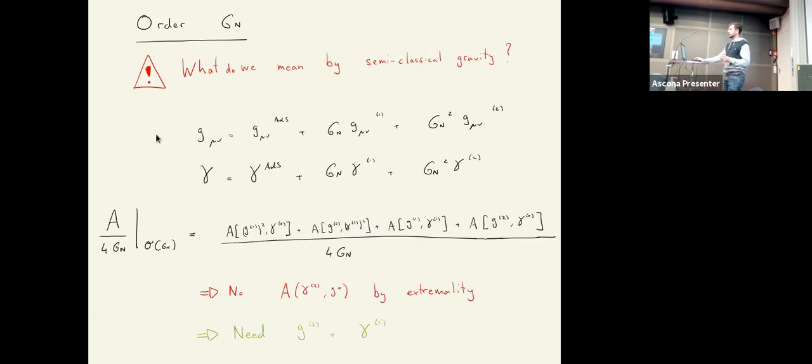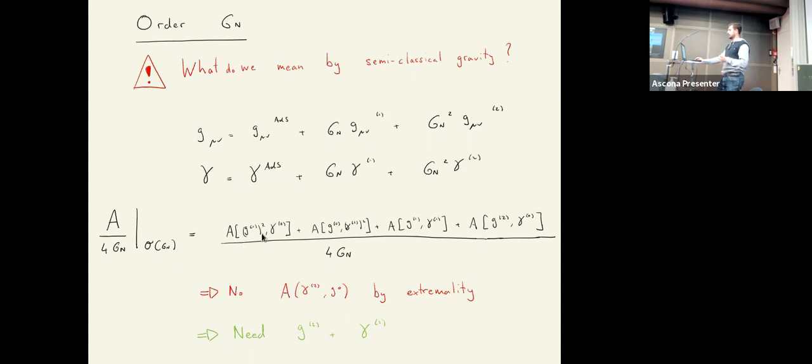Okay, so once you go to this order, at least we know in principle what you're supposed to do. You take the AdS metric, and now you expand it not just to first order, but also to second order. And similarly, you take the location of the extremal surface, the classical extremal surface in AdS, and you expand it to first and to second order. Then what we want to do today is look at the contribution of the area term at order G Newton, and there's a bunch of different contributions that could appear.